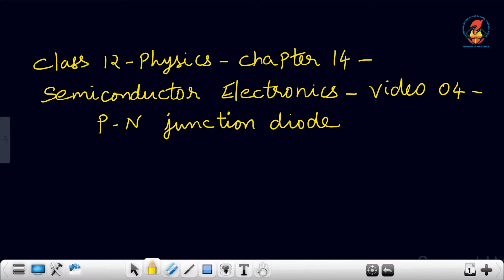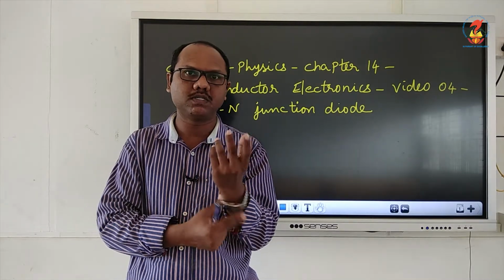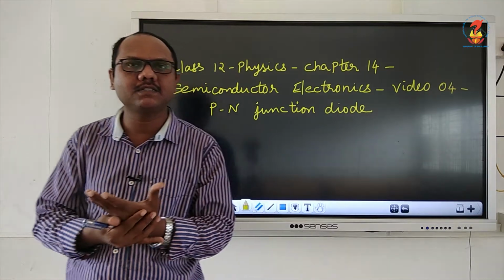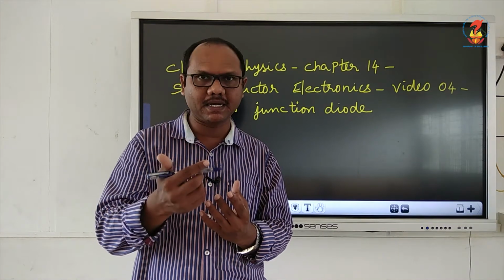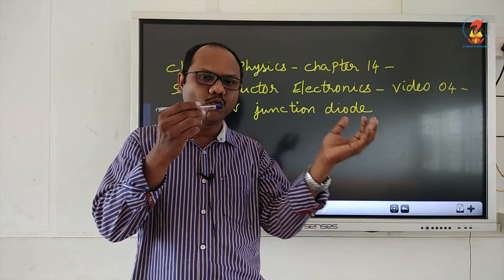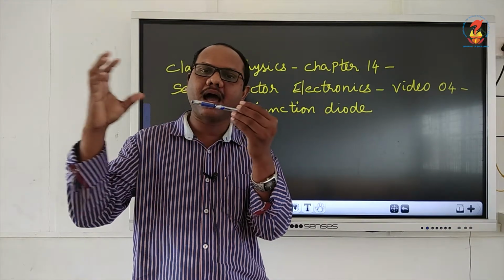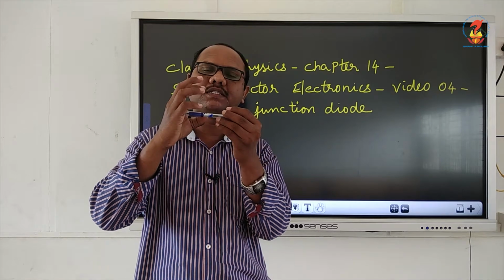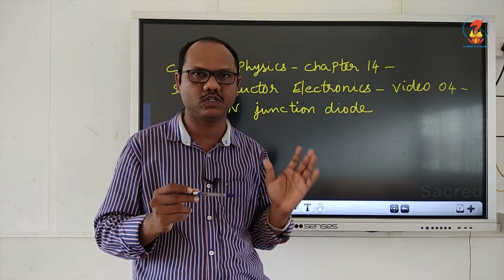Good morning students. In today's topic we are going to discuss the formation of a PN junction. We know P stands for holes, positively charged, N stands for electrons, negatively charged. So we take a semiconductor and dope one side with a trivalent impurity and the other side with a pentavalent impurity. So we will get a PN junction diode.